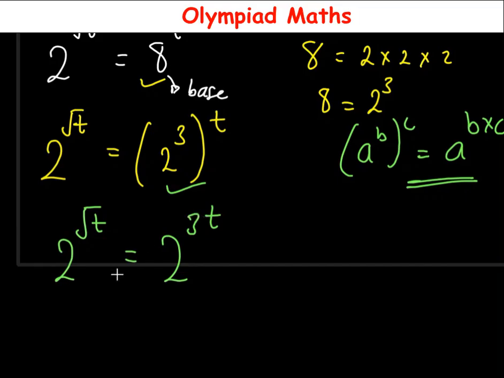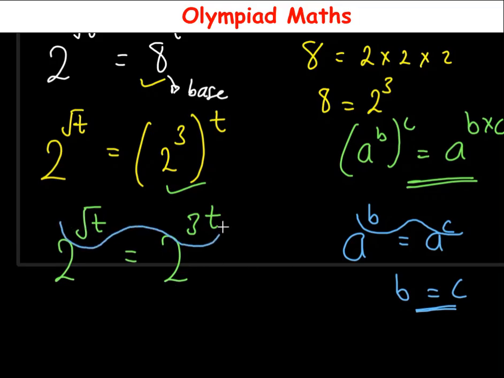So from here, we can then apply this rule that if you have a raised to power b is equal to a raised to power c, since they have the same base, we can simply compare the exponents such that b is equal to c. Okay, now also looking at this, we have the same base, so we can apply this rule by comparing the exponents such that from here root t is equal to 3t.